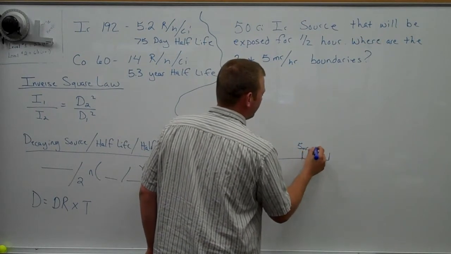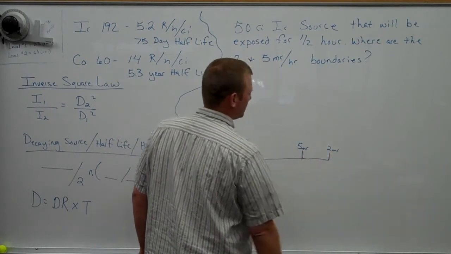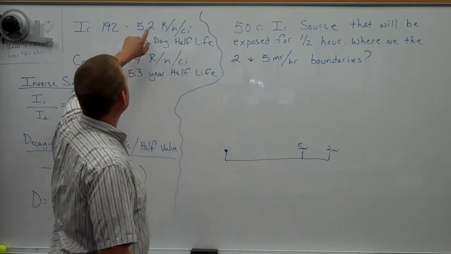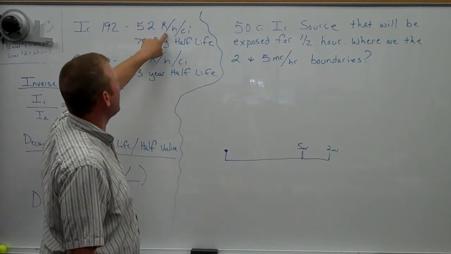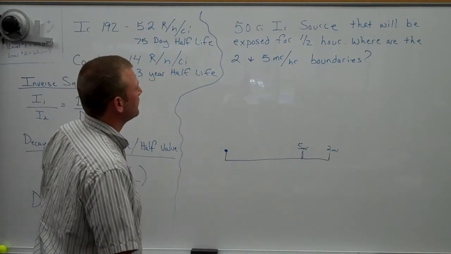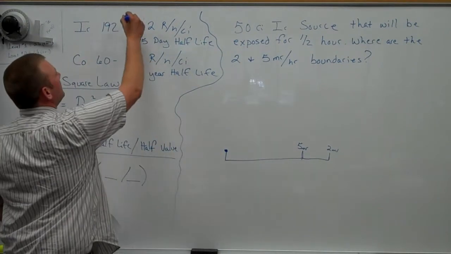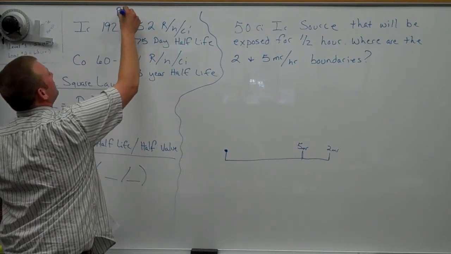We're looking for a 5 MR and a 2 MR. Okay? We know that when we go from here, 50 curies to Rankins, it's going to be actually in Rankins, or our source strength will be in Rankins. So we need to convert this to millirankins, and we can do that by multiplying by 1,000.